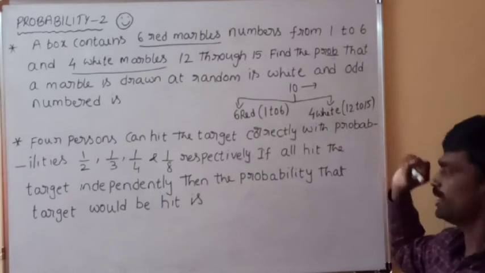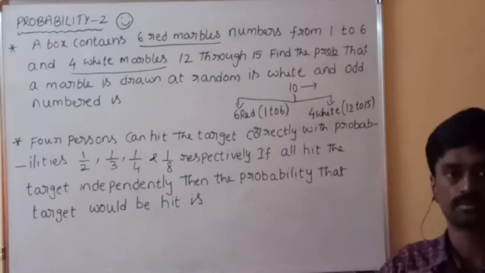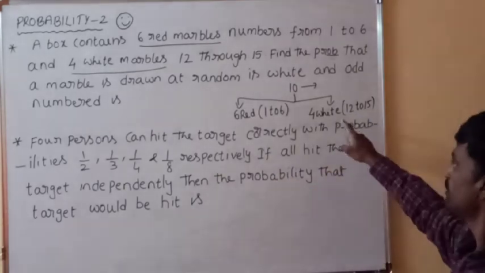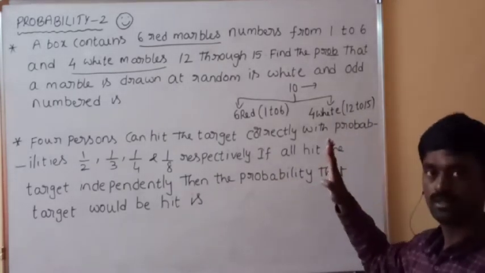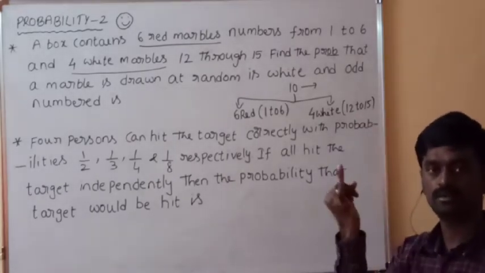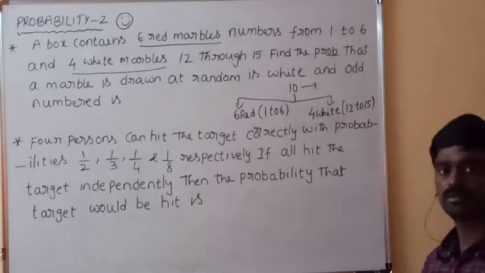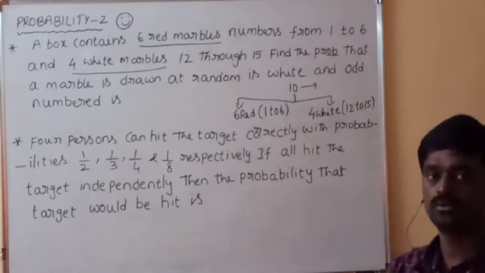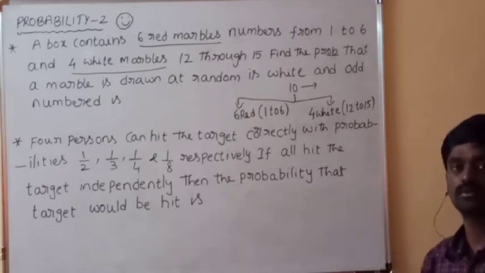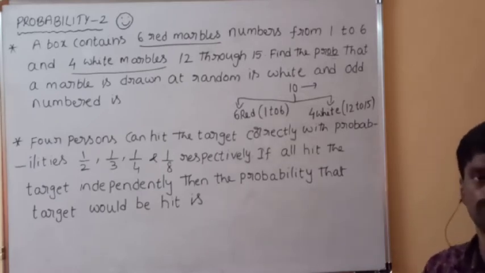Now we have to draw a marble from this box. We have to draw how many marbles? Only one marble. It should be white and odd numbered. How many white marbles are there? 4. In that, how many odd numbered marbles? Only 2, which are 13 and 15, because the white marbles are numbered 12, 13, 14, 15. That means only 2 favorable cases. I have to draw either the 13 white marble or the 15 white marble.